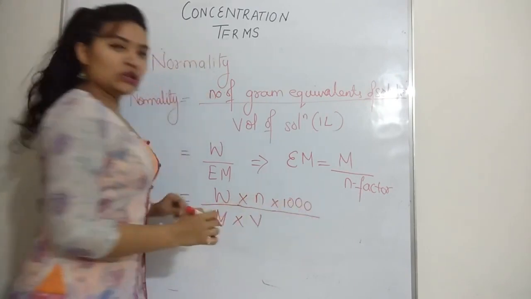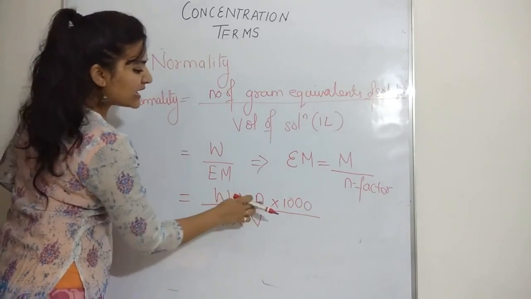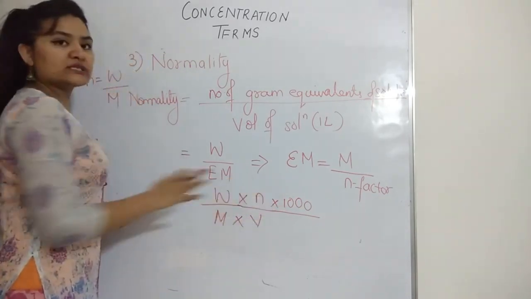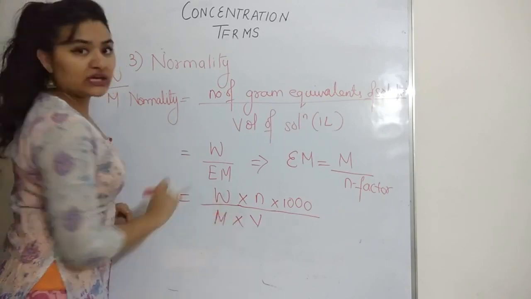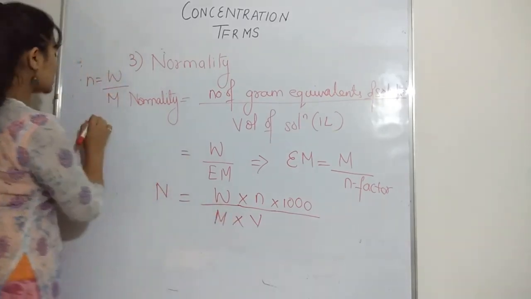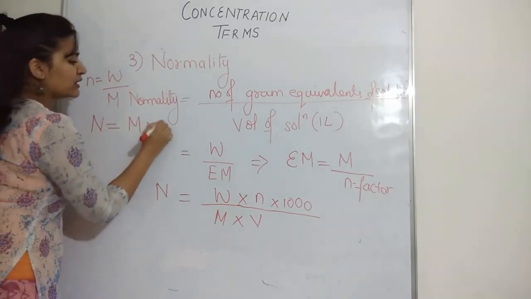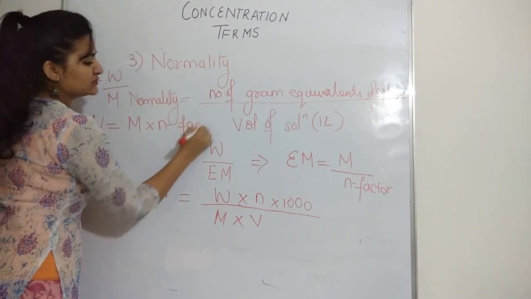Now can you recall the molarity formula? The molarity formula was the same, excluding N. W by M into V. So normality is also equal to molarity into N factor.